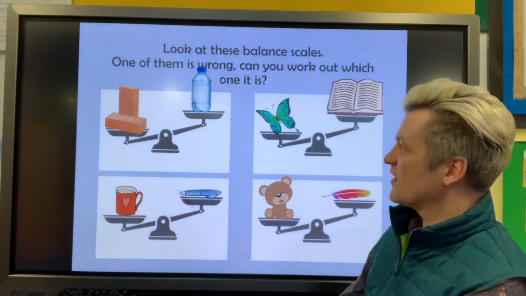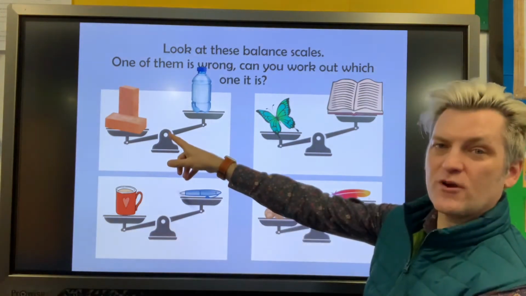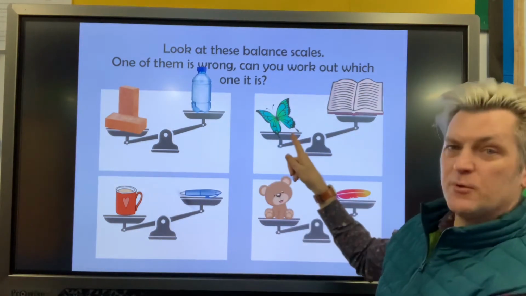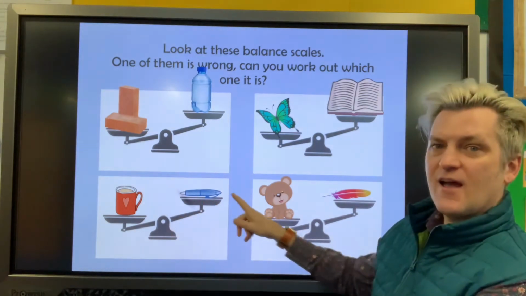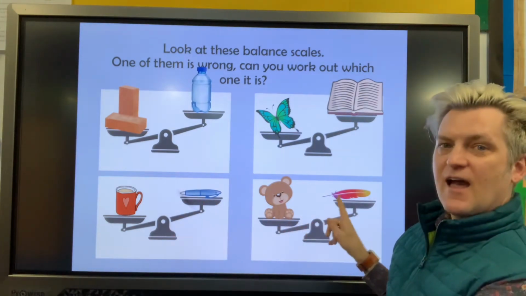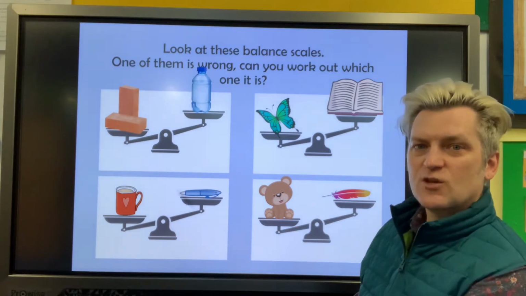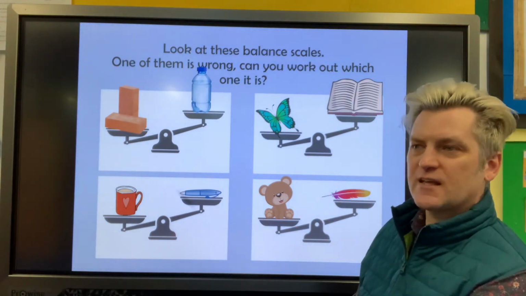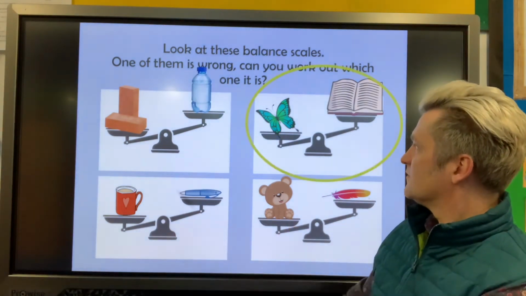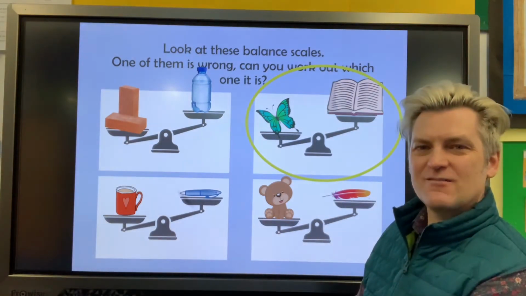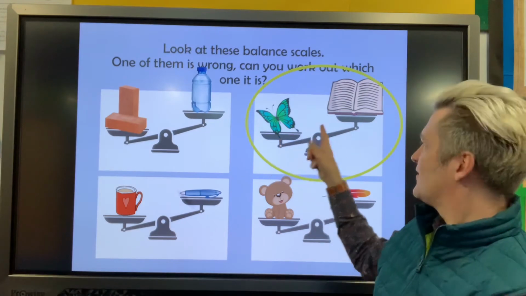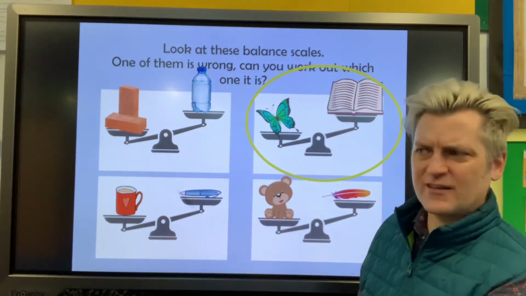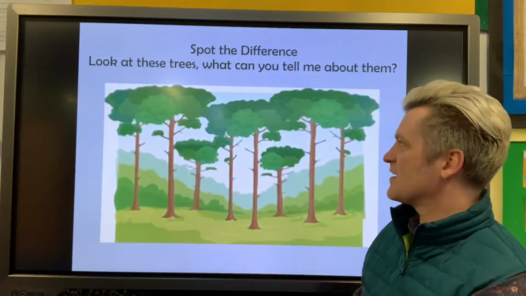So which one did you think then? We've got a brick and a bottle of water. We've got a butterfly and a book. We've got a mug and a pen. And then here we've got a teddy bear and a feather. So which one is the wrong set of scales? It's this one up here, isn't it? Look, we've got a heavy butterfly and a light book. I don't think so. Okay.